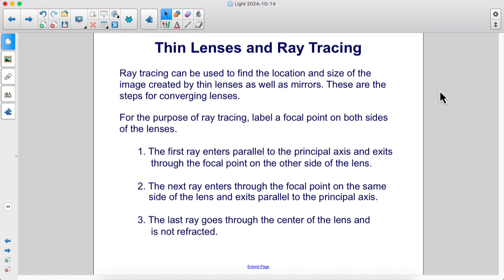Number 1. The first ray enters parallel to the principal axis and exits through the focal point on the other side of the lens. The next ray enters through the focal point on the same side of the lens and exits parallel to the principal axis. The last ray goes through the center of the lens and is not refracted.